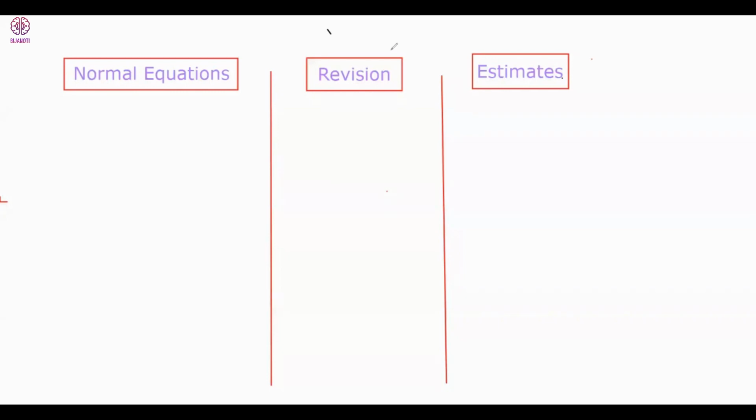Hello guys, so I am back with the normal equations now. Let's revise a bit of what we have done. We have this data xi, yi, and we built a model where yi follows beta naught plus beta 1 xi plus epsilon i, where the epsilon i are independent and follow some distribution with mean 0 and variance sigma square.